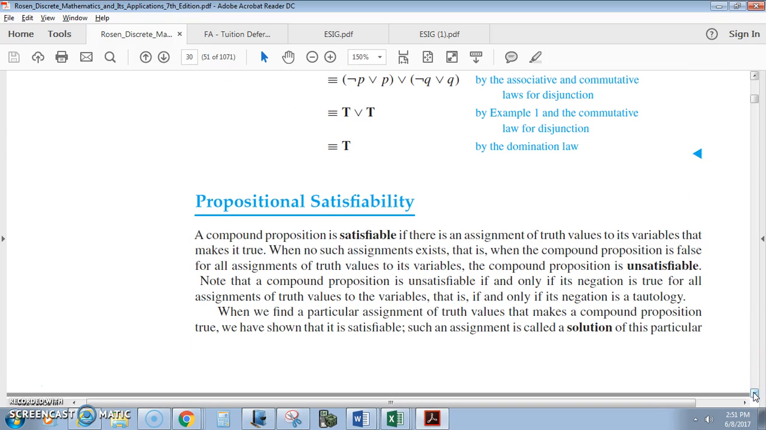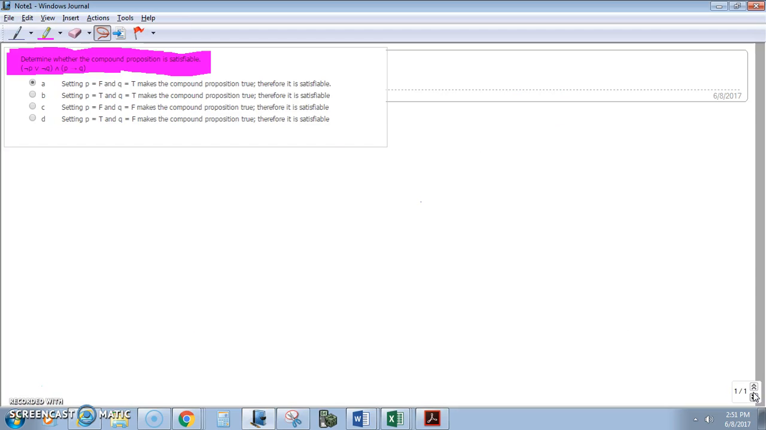So I knew that if there was an assignment of truth values to its variables that makes it true, then it was satisfiable. But when I look back at this question, I got that both solutions A and C were satisfiable. So I'm wondering where I went wrong, and I'm hoping one of you can point out my mistake. So I started with not P or not Q.